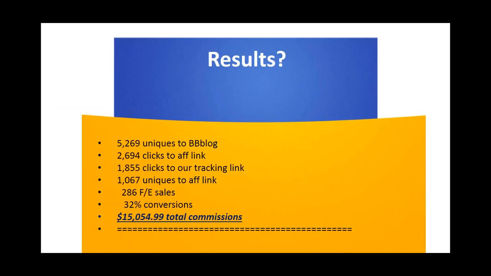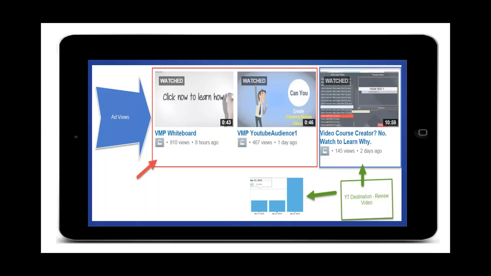So let's start with the end results first. The end results is we got about 5,000 uniques, 2,600 affiliate links, 286 front-end sales, 32% conversions. Our conversions are typically like 20 to 30%. And as long as you follow the stuff that I'm showing you, your whole goal is to increase your conversions. It's not just to get clicks and traffic and stuff like that. We want you to create video ads and videos that actually convert, and more on that later on.